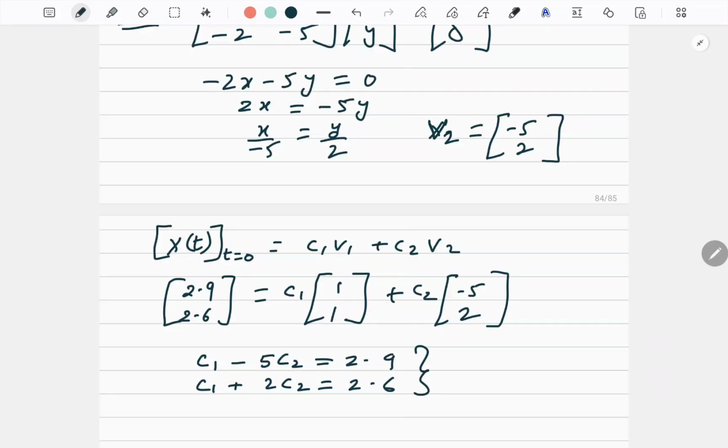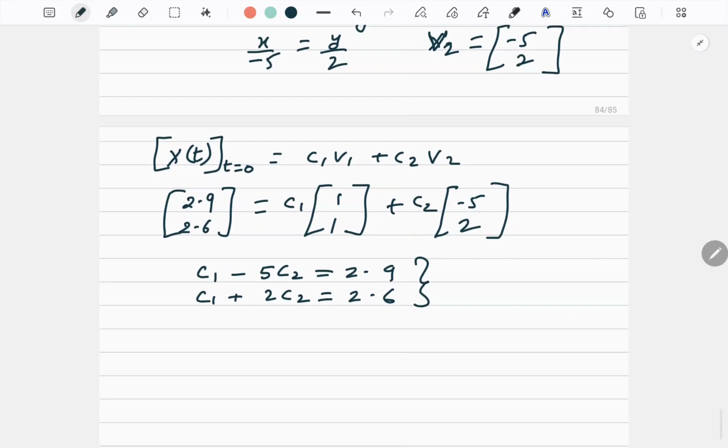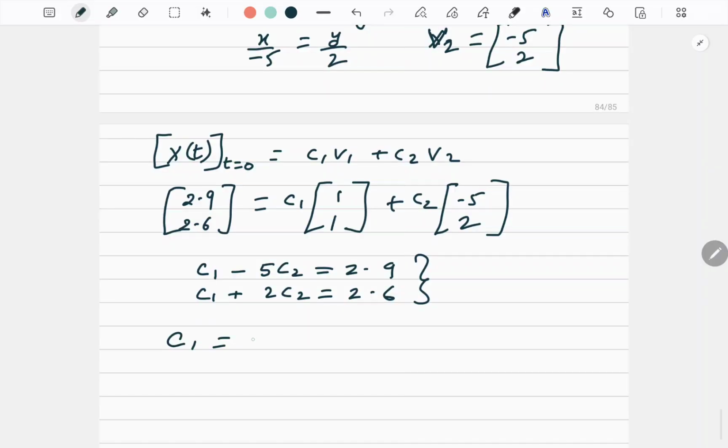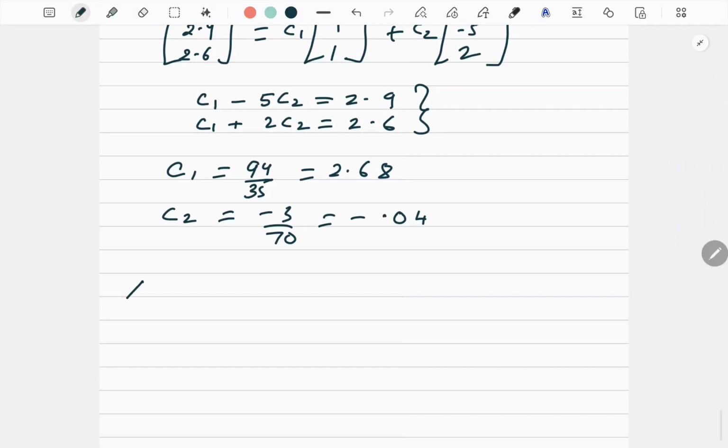Now solve these two equations. You can use easily your calculator. So you will get c1 is equal to 94 by 35, which is equal to 2.68, and c2 is equal to minus 3 by 70, which is minus 0.04. Correct? Once you get c1 and c2, how you will write down the answer? x(t) is equal to c1, that is 2.68 e to the power lambda 1.